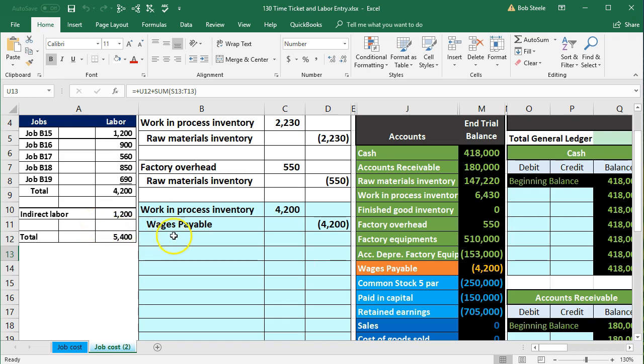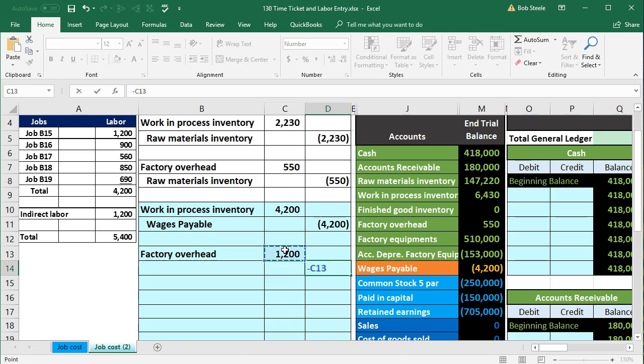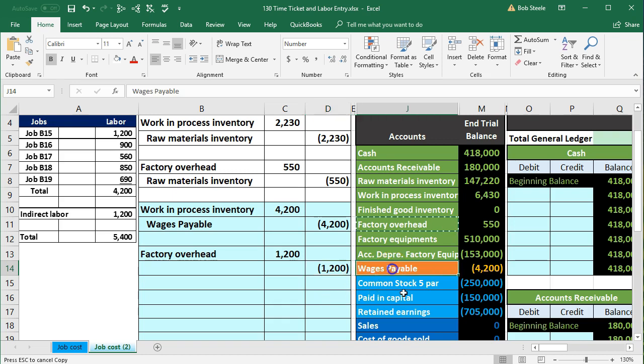So it's still going to be wages payable because we're processing payroll, but the debit is now not going to work in process because we don't know which job it's going to. It's going to go to the bucket, which is factory overhead. So we'll right click and copy factory overhead. We'll put that in B13, right click and paste 123. And then the amount is going to be 1,200. We'll credit 1,200 as well. I'm going to do that with the negative plug formula. You could put just a negative 1,200, that's fine too. And then that's going to go to wages payable.